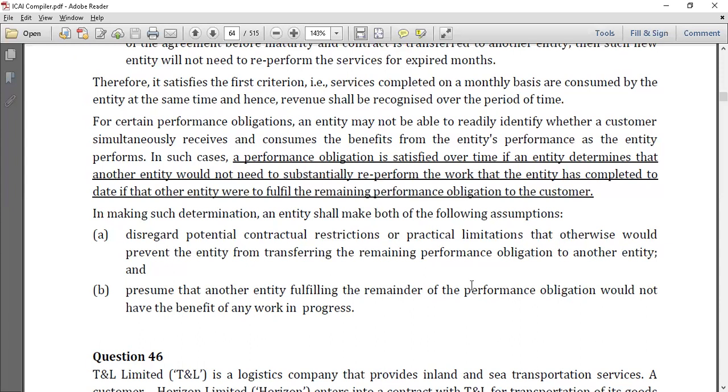So what is the first assumption? You should be able to transfer the remaining performance obligation to another entity, disregarding all contractual restrictions or practical limitations. And also the second entity who is performing that remaining performance obligation should not have the benefit of work in progress. So these are the two assumptions that you make in saying that the performance obligation is satisfied over time.